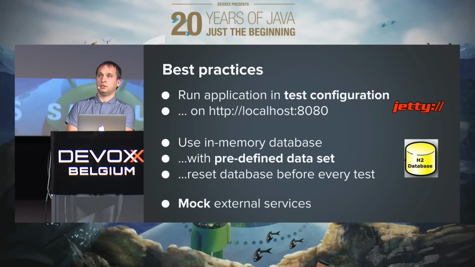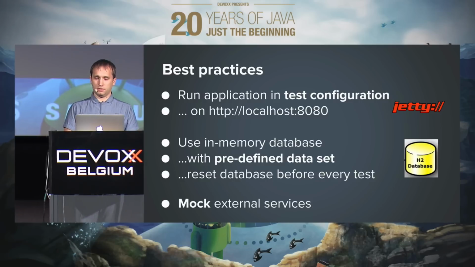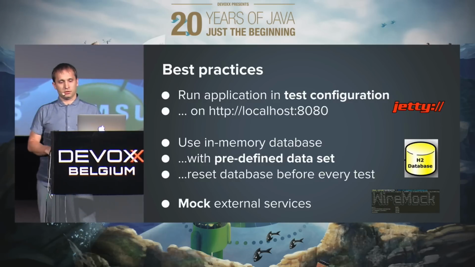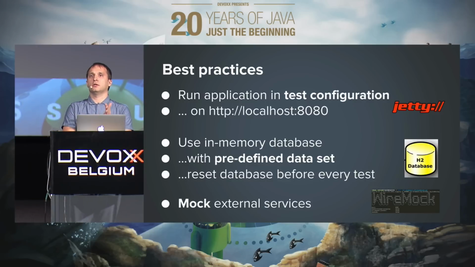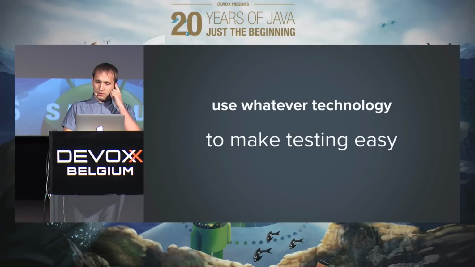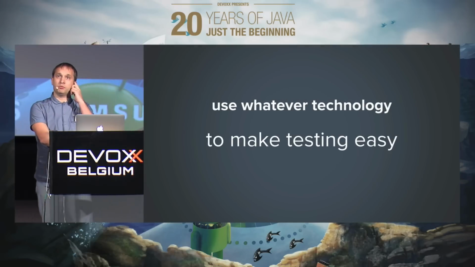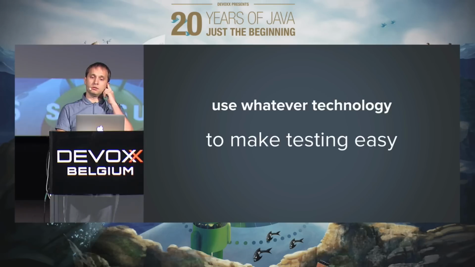And of course, this is a must: you must mock external services. Your tests must not depend on any external system, like sending SMS or anything else. For example, one technology that allows it is WireMock. This is an open source library that allows you to very easily mock any HTTP REST services. So it's up to you. You are smart. Use whatever technology to make testing easy.